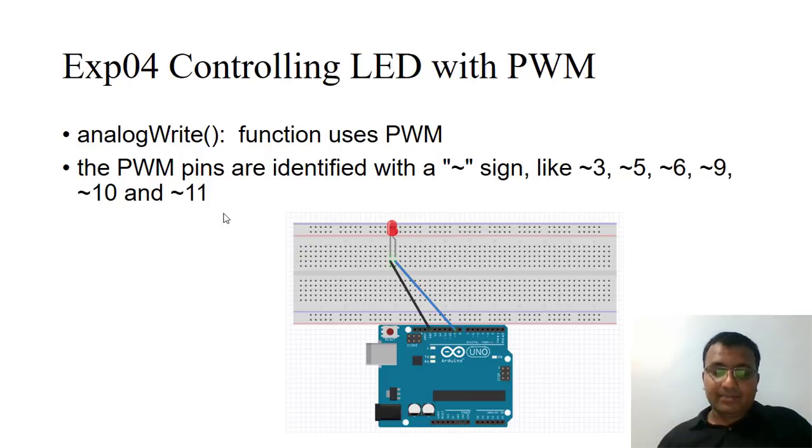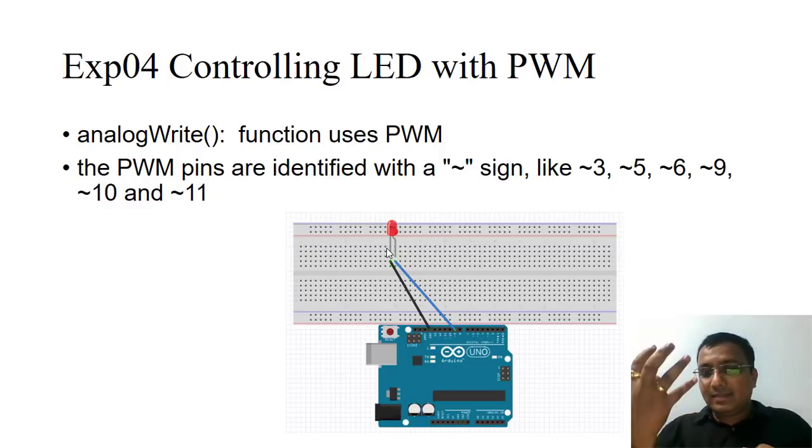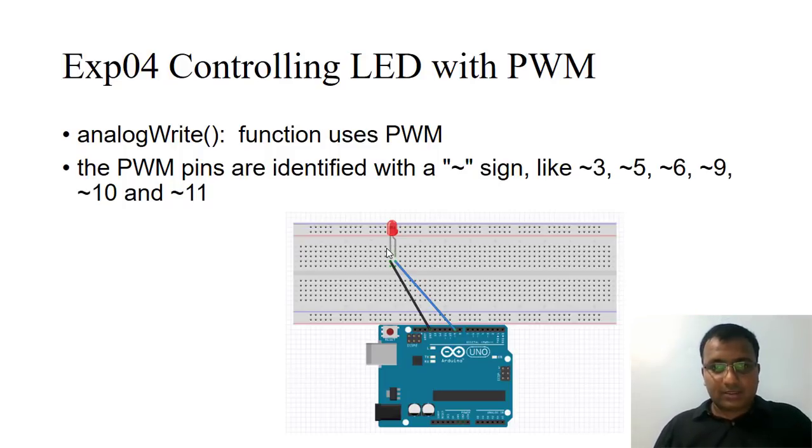Here we have the schematic. I have connected one LED to pin number 9, and we are going to change the intensity of the LED based on the analog output. So we will gradually turn on the LED: 5%, 10%, 20% like this, till it's fully bright. After that, it will turn off again. I'm going to explain the code for this.